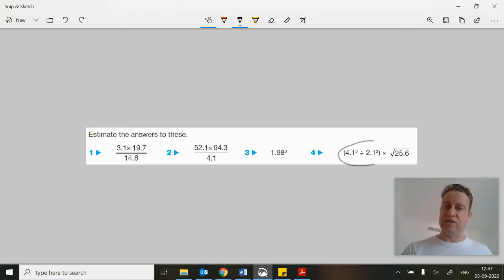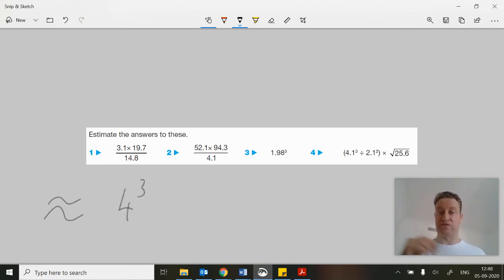Now, let's have a little look at the first part. The first part is going to become 4 cubed, because 4.1 to one significant figure is 4, the nearest whole number. Then we've got divided by 2 squared, because 2.1 to one significant figure is 2. And then with this last bit, you can put that in brackets there.